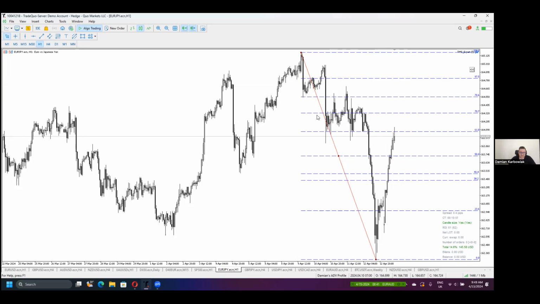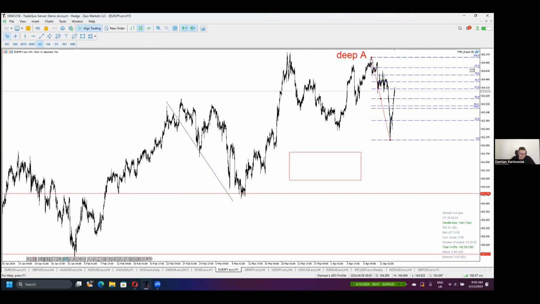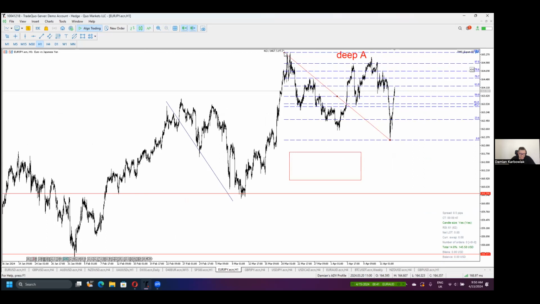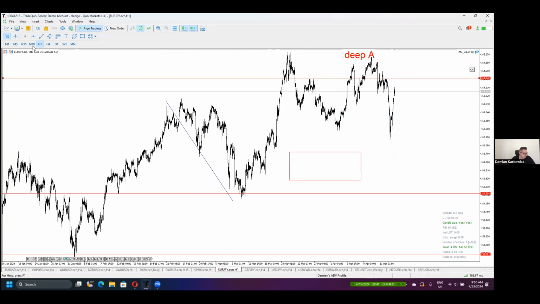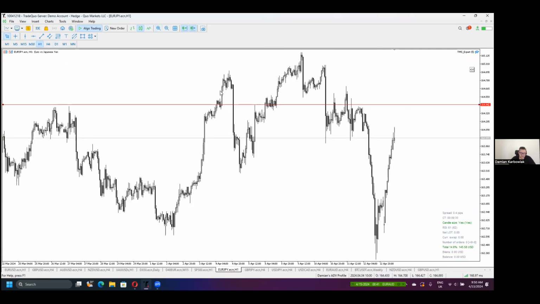However, yes, I'm giving a green light for selling Euro JPY according to the scenario after at least an H1 candle formation. Of course, if they do not create the candle formation and go higher once they touch the general 70.7, which is right here, we will move the deep A from here to here. So that's it if we talk about the Euro JPY. Any questions? Let me know in the meantime in the chat.